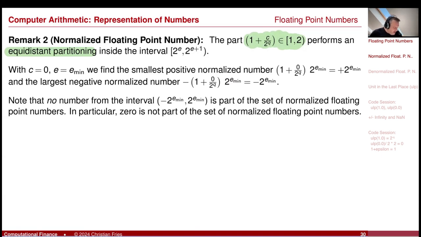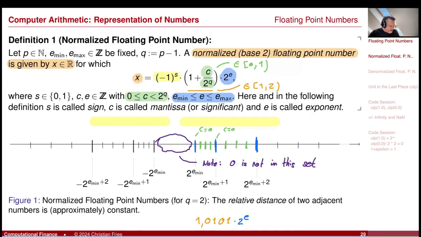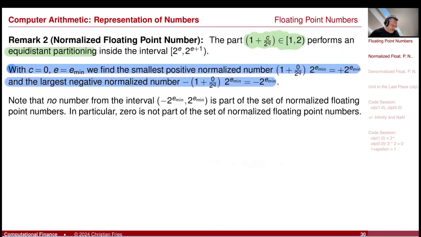You can also have a look at the smallest and largest number. So you get this if you plug in z equal 0: the smallest positive and the largest negative number. So this is here and here. And in between, there is a gap. So these are minus 2 to the power of e min and plus 2 to the power of e min.